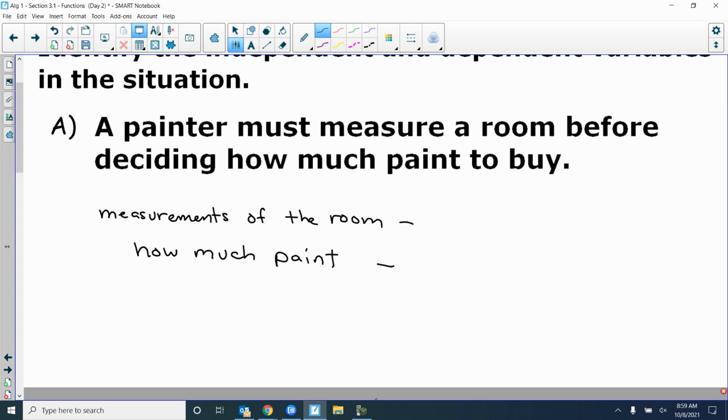One of them's the independent, one of them's the dependent. Which one depends on the other? Ava, what do you think? How much paint? That depends upon what? The measurements of the room. Yeah, measurements of the room. So which one's the independent variable? What do you say, Ava? The measuring the room. Good. This one here is our independent. It controls the situation. If the size goes up, then the amount of paint will go up. This is the dependent.